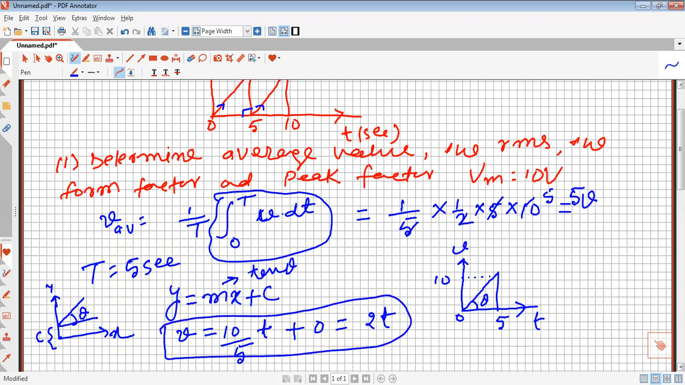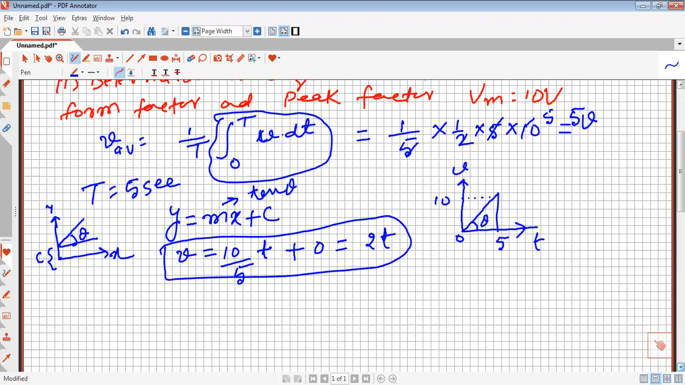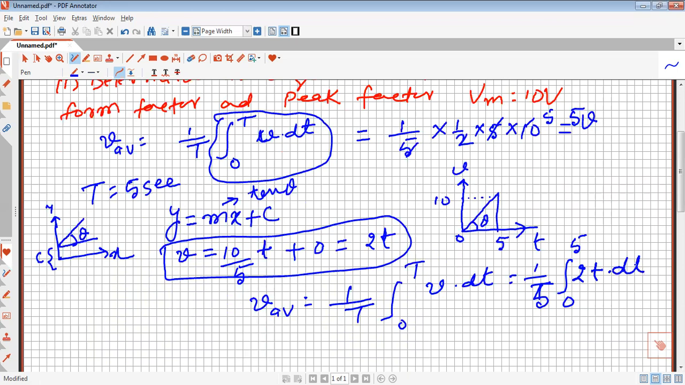This is a very generalized form, and we can use this relation to find any value like the RMS value and the average value. So I'm again finding the average value here. V average, what is V average? 1 by T, 0 to T, V multiplied by dt. So here the time period is how much? It is 5. So 1 by 5, 0 to 5, and V into what is the instantaneous voltage? It is 2t. So we have to put here 2t multiplied by dt.